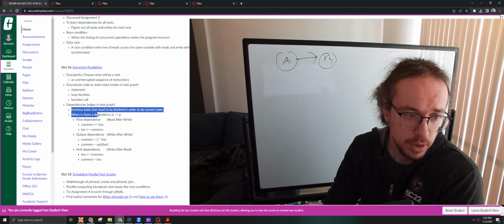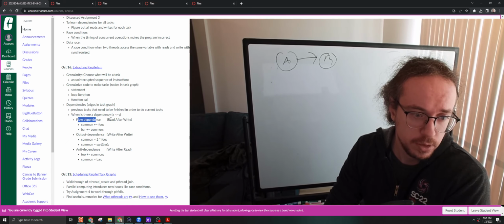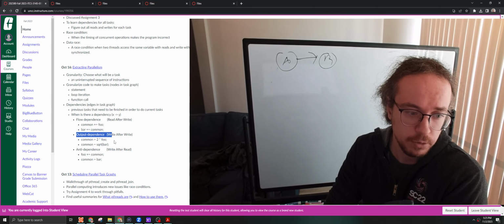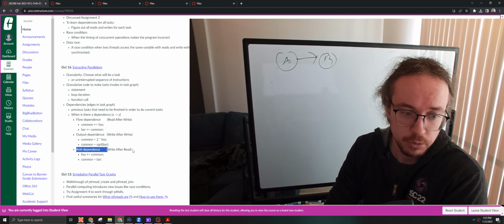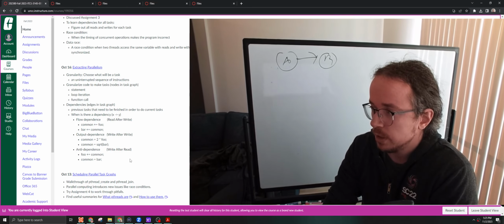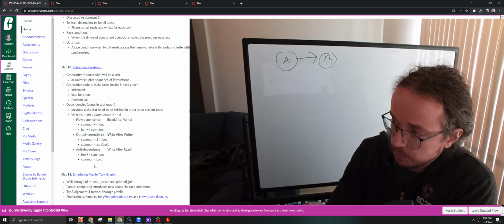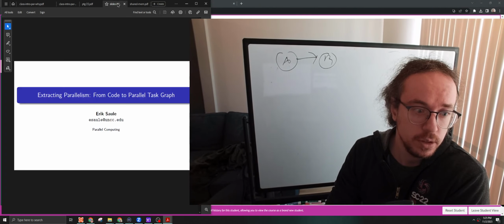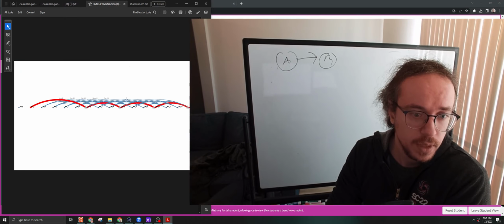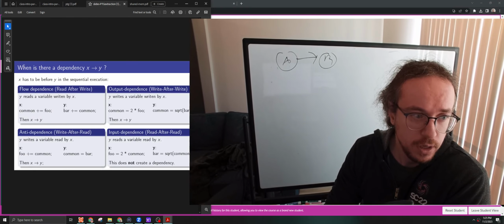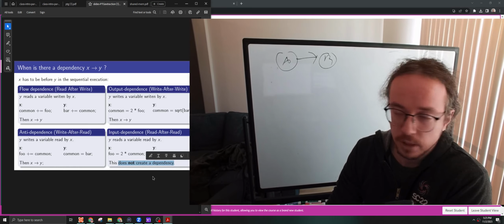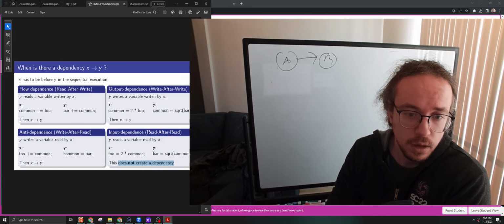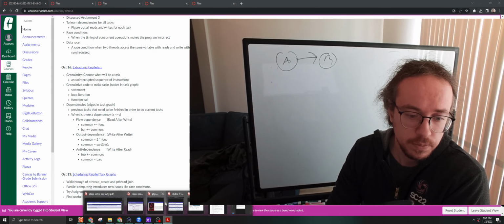Dependencies. When there's a dependency, you have a flow dependence, read after write, output dependence, write after write, anti-dependence, write after read, and the one that's missing, of course, is read after read, because read after read does not generate a dependency. And so if we go to this extraction slide deck, then we find when is there a dependency from X to Y? In these three cases, read after read does not create a dependency. All right, so next question.